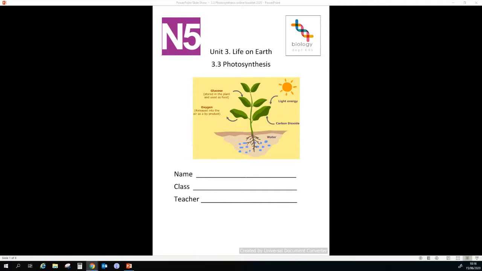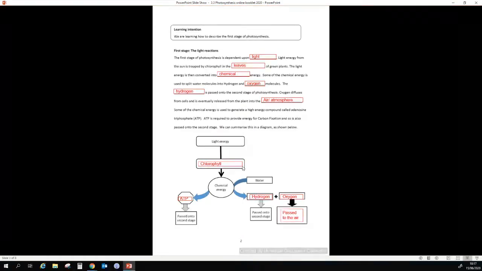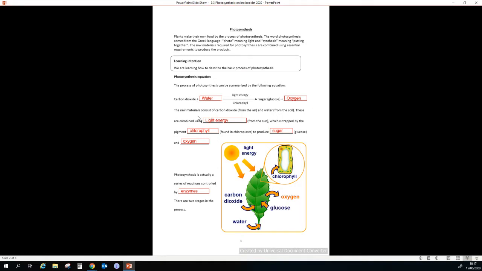In this video, we're just going to go through 3.3 photosynthesis, which I believe is the week 6 work we've been doing this week. So in the booklet, you'll notice that on every topic, every page, there's a visual representation, either as a picture or as a summary diagram. There's also the written text, which should help us to learn the information.